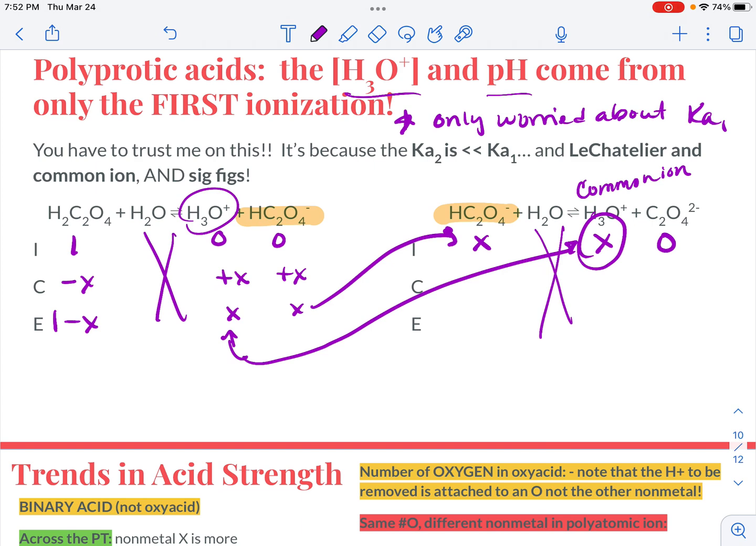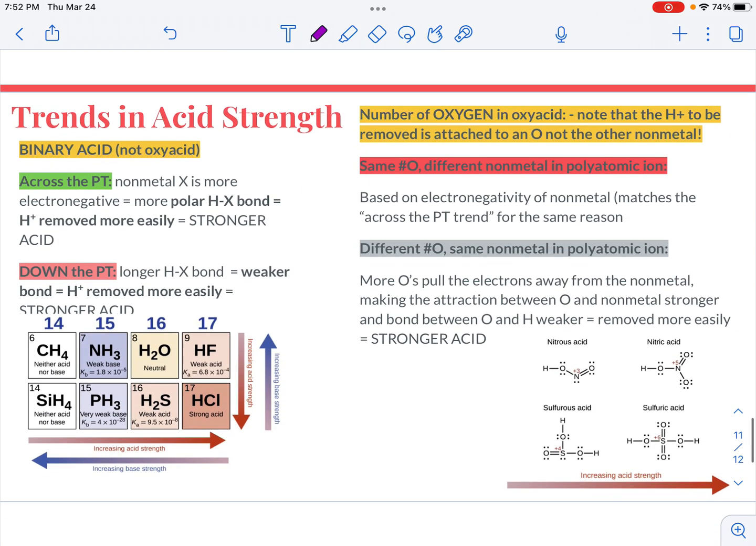So that's first. The next thing I want to touch on that's kind of confusing is your trends in acid strength. This is something that you may be asked to explain in a free response question, or pick out in a multiple choice question. It might be 2 points total or 3 points total in the whole exam. But if you can try to understand it, that will be helpful, because that will help you as you're trying to gain some points.